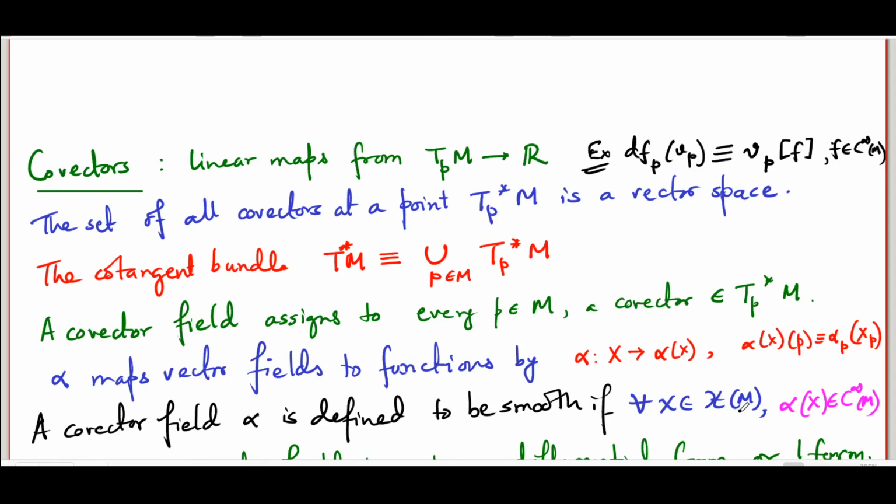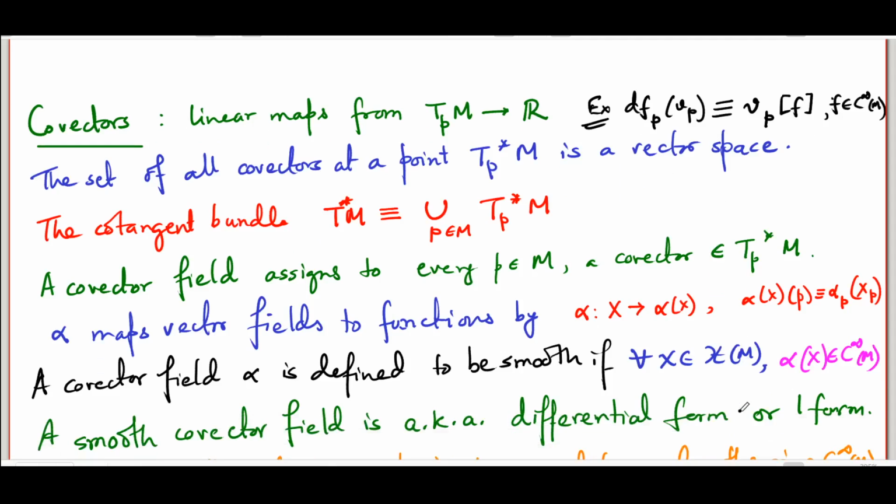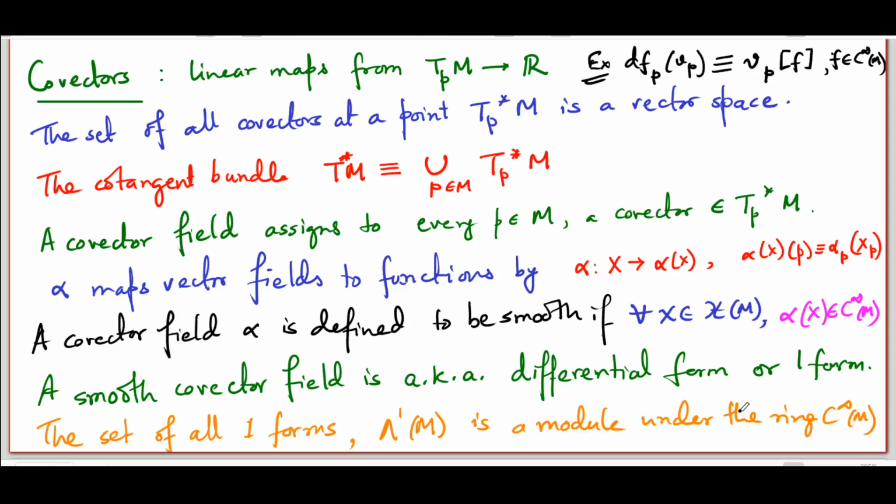You define a covector field to be smooth if whenever it acts on a smooth vector field, the resulting function is a smooth function. These smooth covector fields are very, very important. They have a special name. They are called differential forms or one-forms. The set of all one-forms, which we denote by Λ¹(M), was shown to be a module under the ring of all smooth functions.